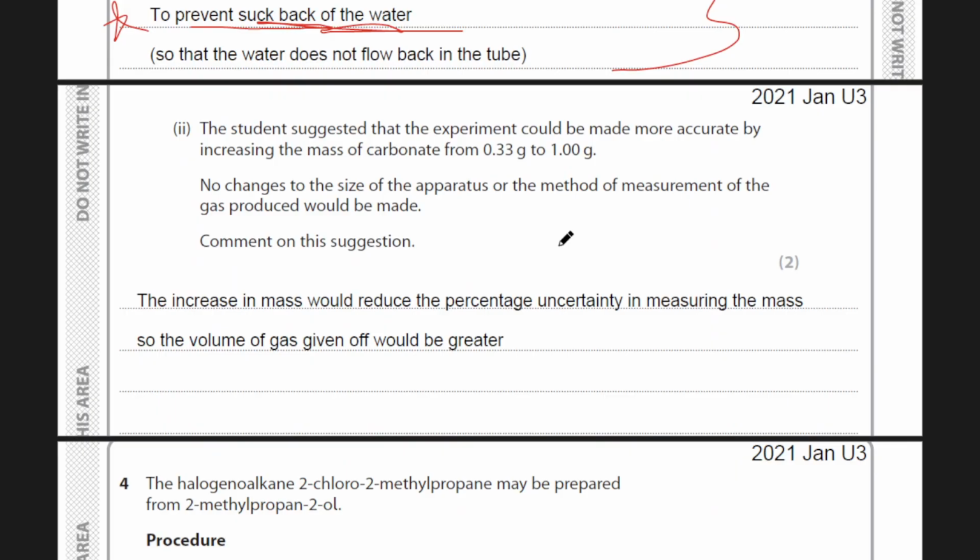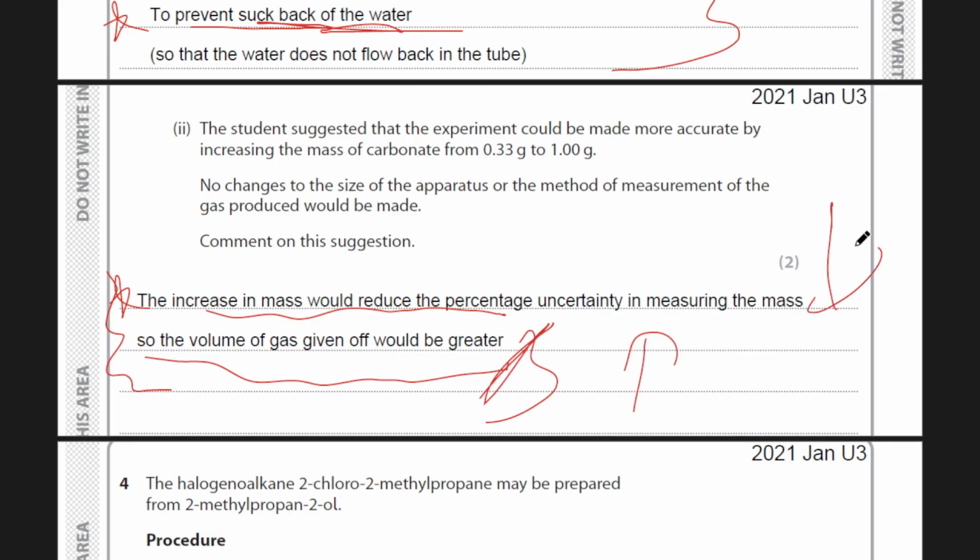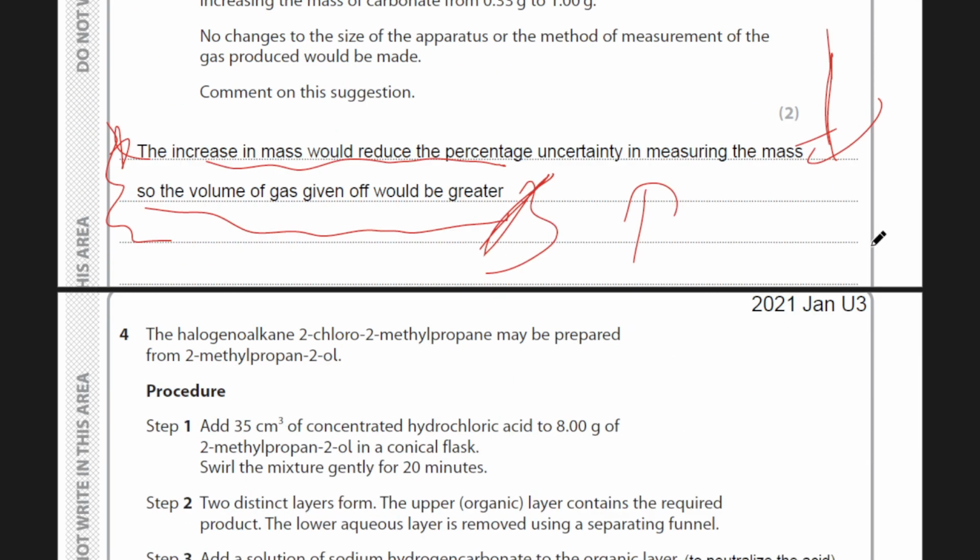All right. The student suggested the experiment could be made more accurate by increasing the mass of carbonate from 0.33 gram to 1.00 gram. So no changes in the size of the apparatus or the method of measurement of the gas produced could be made. Comment on this suggestion. Now remember, as I said, these types of questions are very common, and we have seen this. If we increase the mass, it will reduce the percentage uncertainty, because the volume of the gas given off would be greater, and if the measured value of the gas is greater, automatically the percentage uncertainty gets reduced. So this is nothing new.